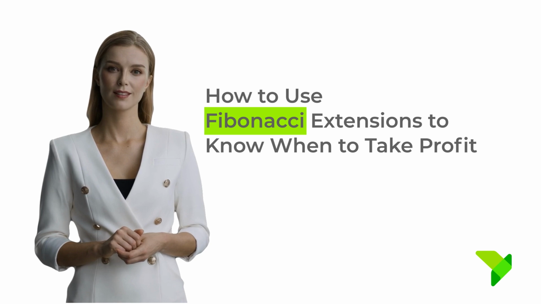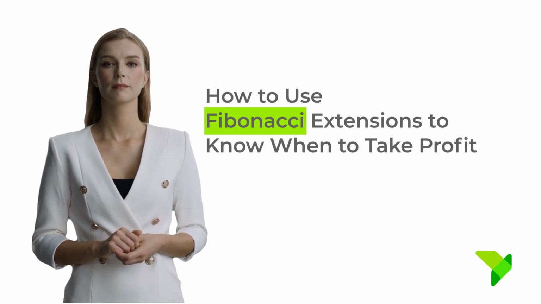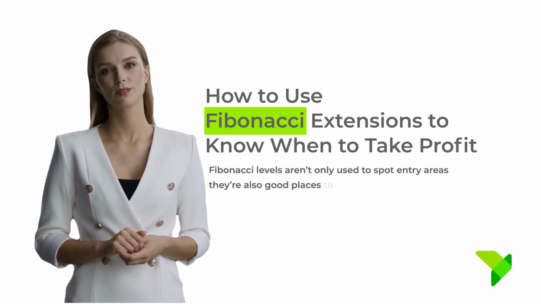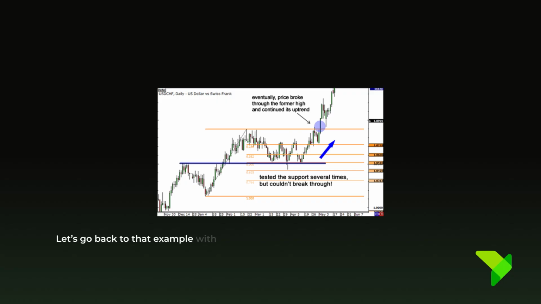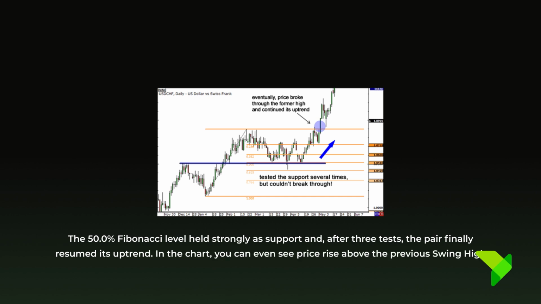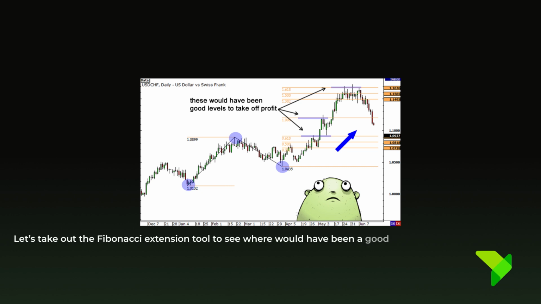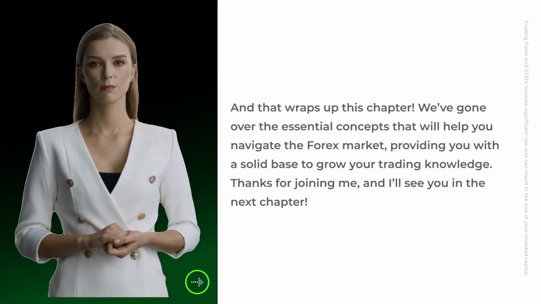How to use Fibonacci extensions to know when to take profit. Fibonacci levels aren't only used to spot entry areas, they're also good places to take profit. Let's go back to that example with the USD CHF chart we showed you in the previous lesson. The 50.0% Fibonacci level held strongly as support, and after 3 tests, the pair finally resumed its uptrend. In the chart, you can even see price rise above the previous swing high. Let's take out the Fibonacci extension tool to see where would have been a good place to take off some profits.